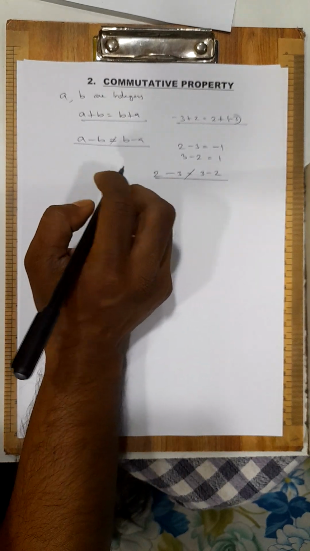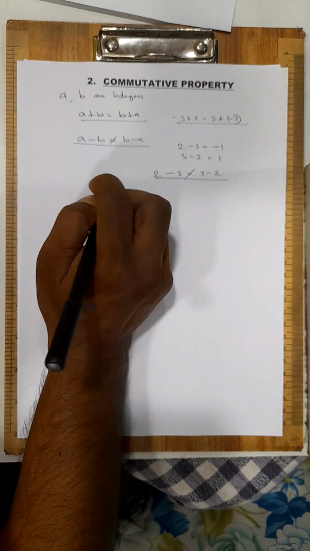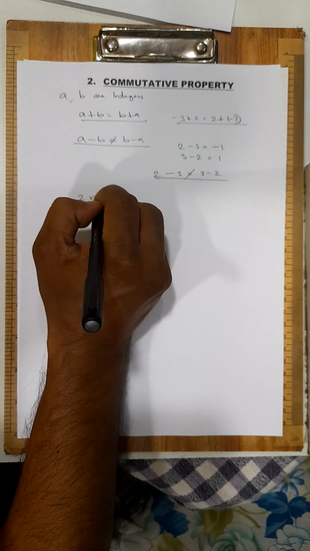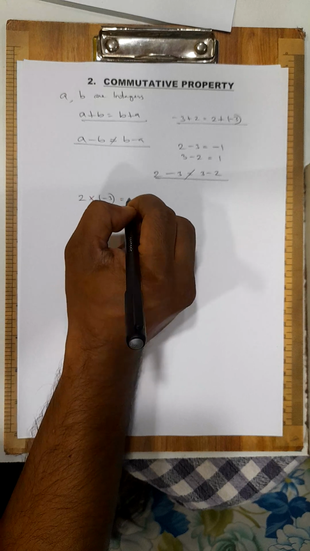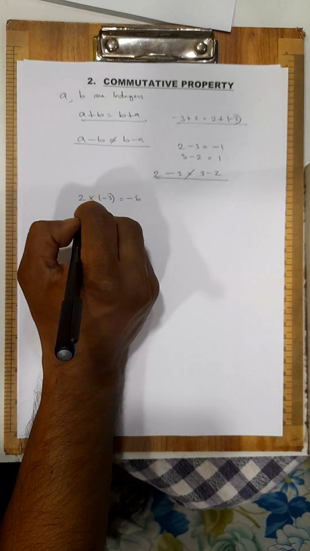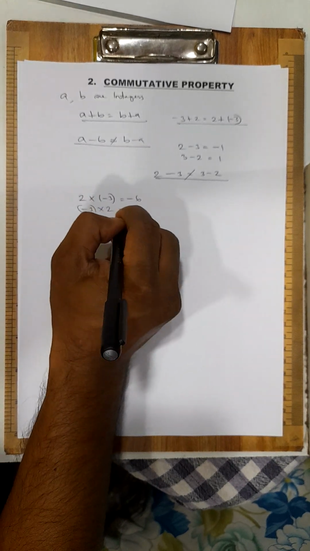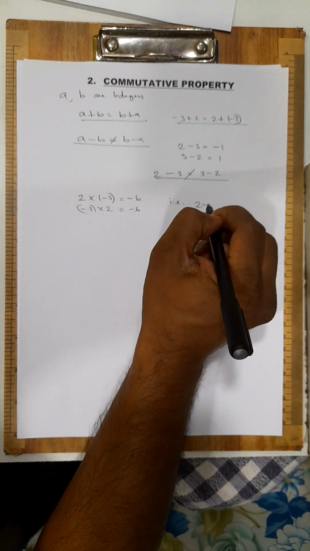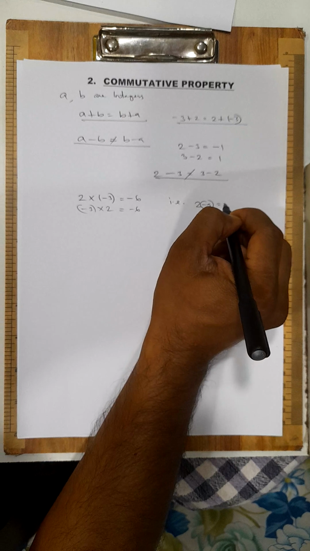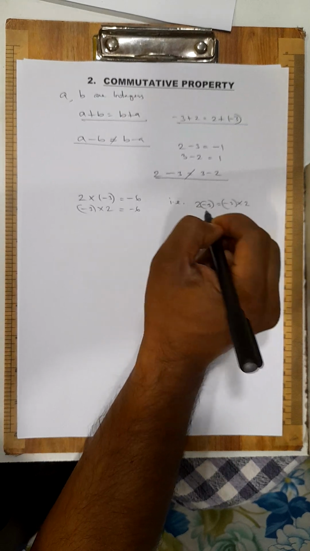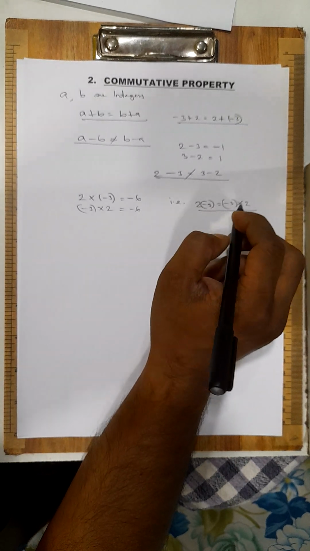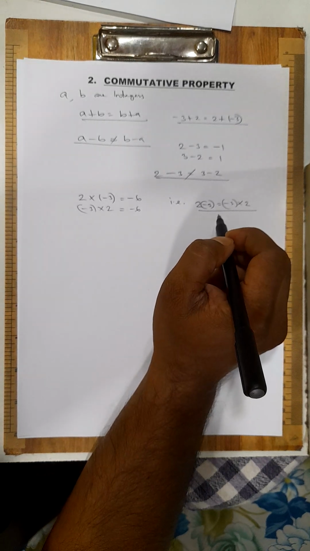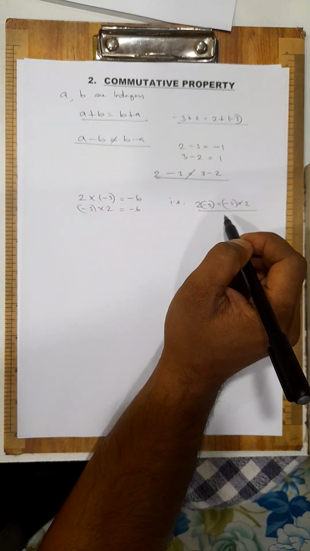Now think about the operation of multiplication. Say for example 2 multiplied by minus 3 equal to minus 6. Minus 3 multiplied by 2 equal to minus 6. That is 2 multiplied by minus 3 equal to minus 3 multiplied by 2. So with respect to the operation of multiplication, commutative property hold good for integers, right?